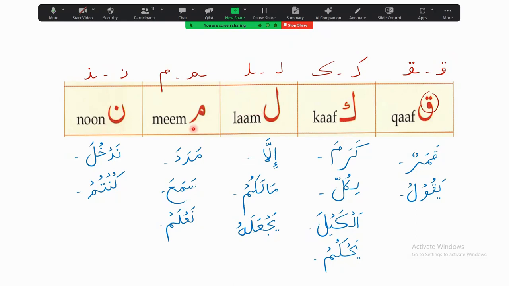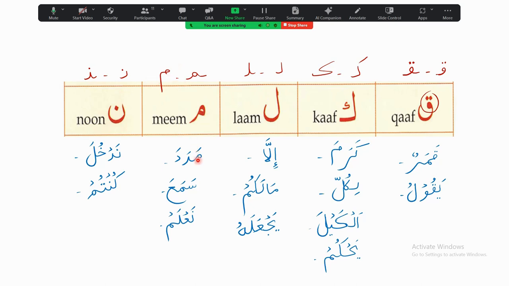Okay, so the next letter is meem. This is kind of easy, because it has a quite different shape. No letter looks like this. This letter is without any dot and the shape is like this. This letter is sometimes written like this as well. This meem and this meem are the same meems.